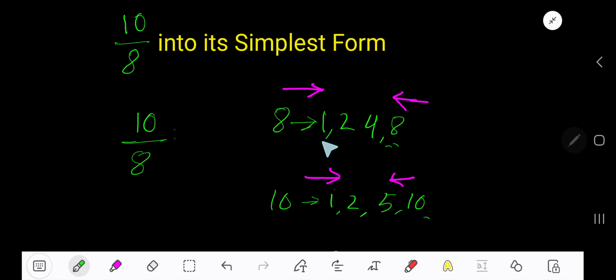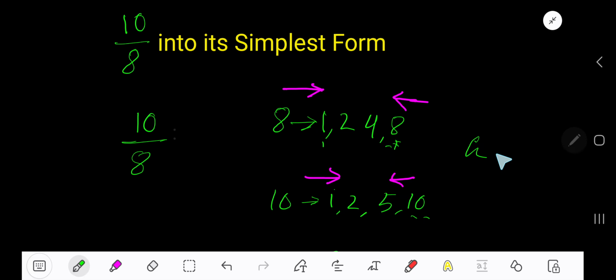1 times 8 equal to 8, so 1 and 8 are the factors of 8. 2 times 4 equal to 8, so 2 and 4 are the factors of 8. Again, 1 times 10 equal to 10, so 1 and 10 are the factors of 10. 2 times 5 equal to 10, so 2 and 5 are the factors of 10.